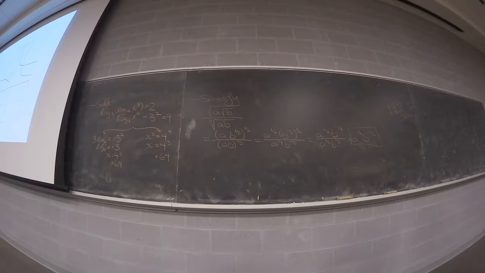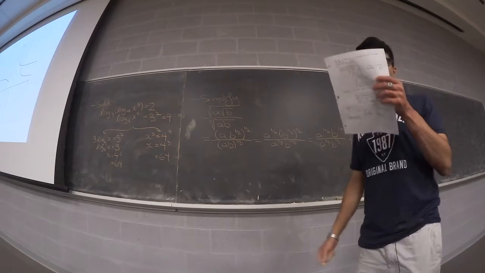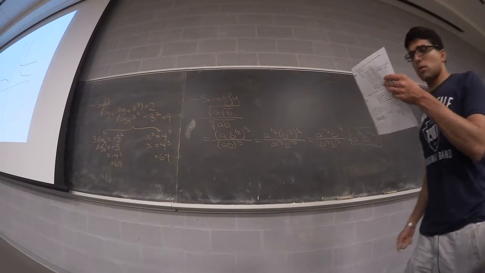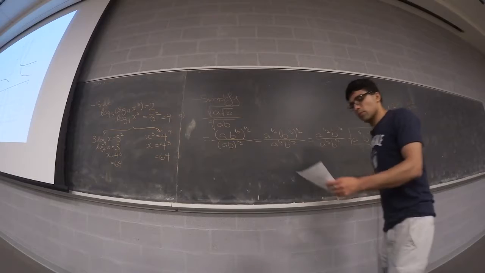Okie dokie. Okay, here's an ugly one. Canadian Senior Math Challenge Contest 2015, problem 4.